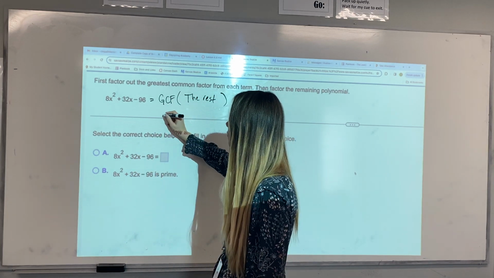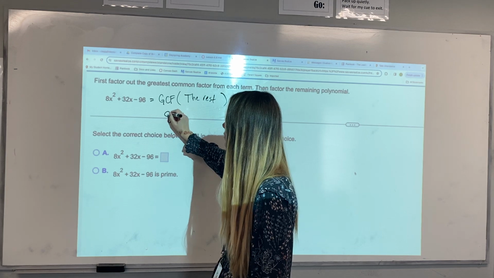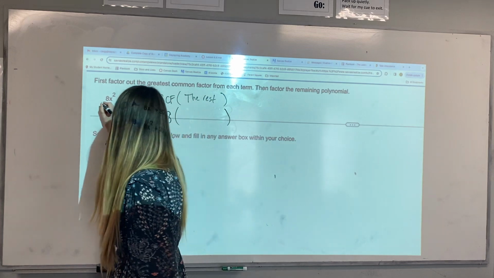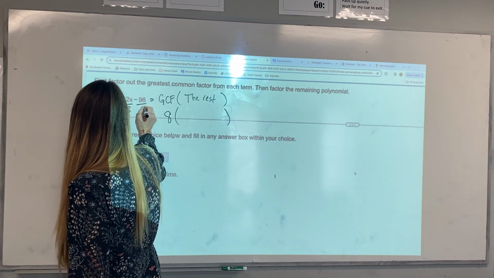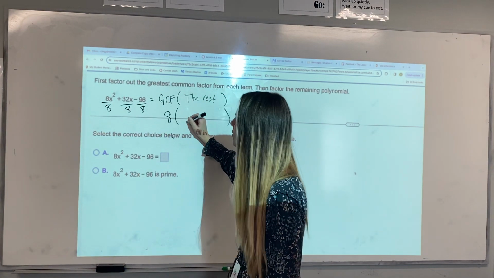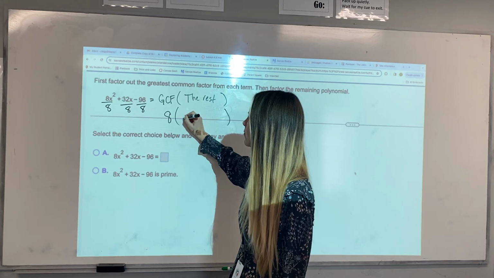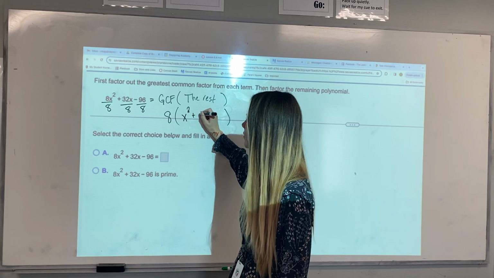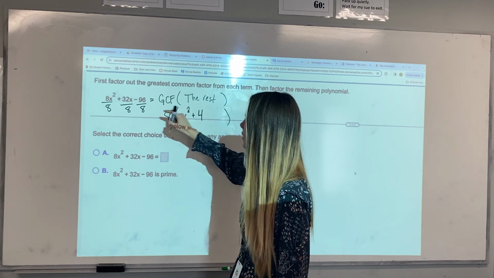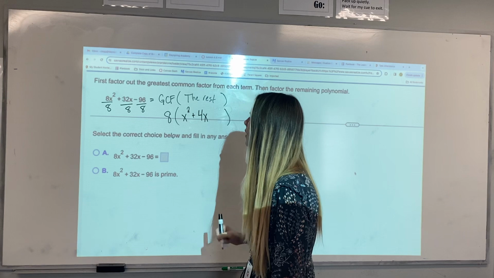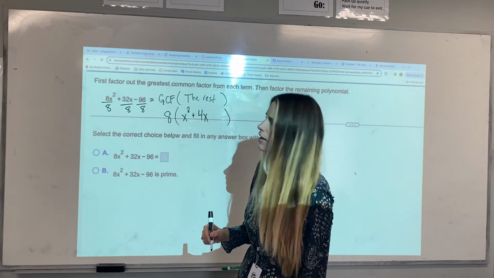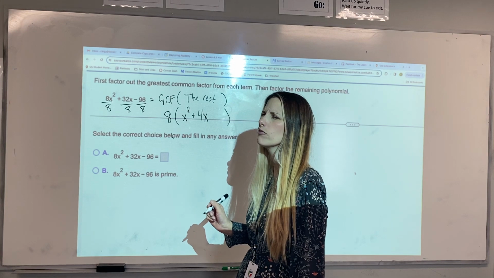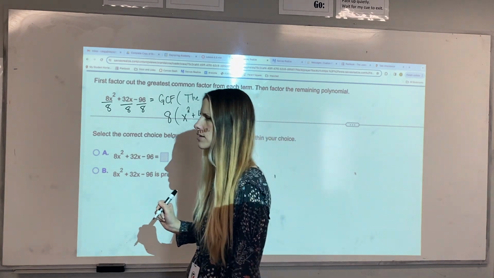What's the GCF? 8. How do I get the rest, or the leftovers? Yep, divide by 8. And what does that look like here? Good. For x. And then, is this number negative? Is this another negative 12? It's 96 divided by 8, negative 12? I mean, negative 12? Okay.